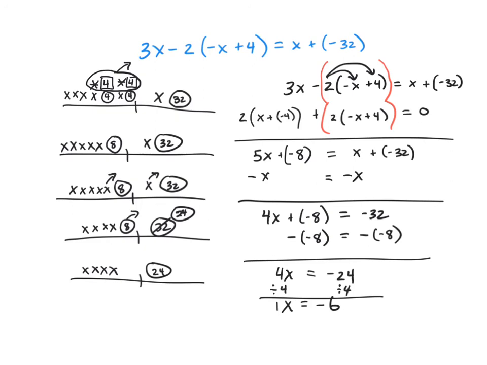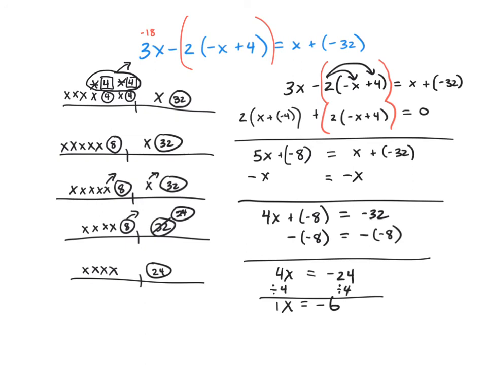To perform our check, I'm going to go up to the original blue equation. x was -6. So 3x would be 3 -6's, which is -18. And then this part, I'm going to do all the stuff in parentheses first. So -x, that would be +6. +6 plus 4 is 10. 2 times 10 would be 20.